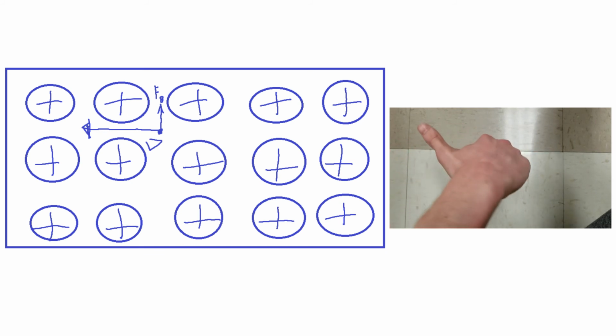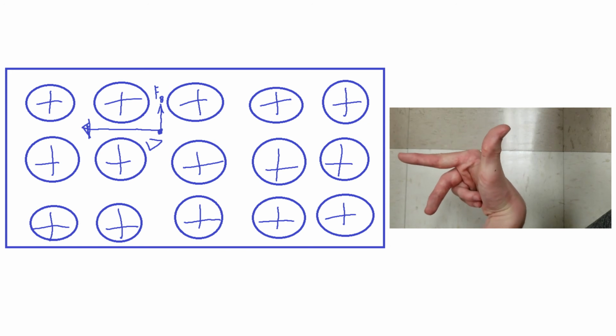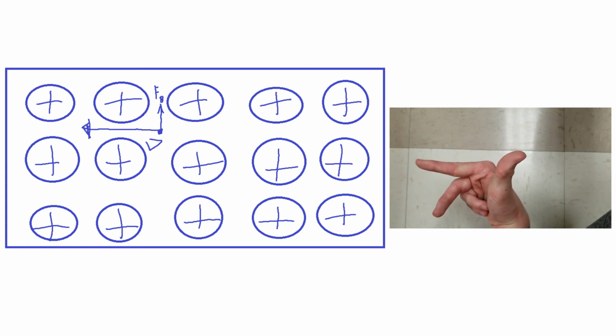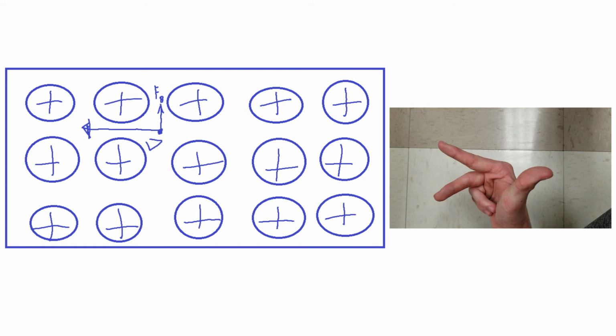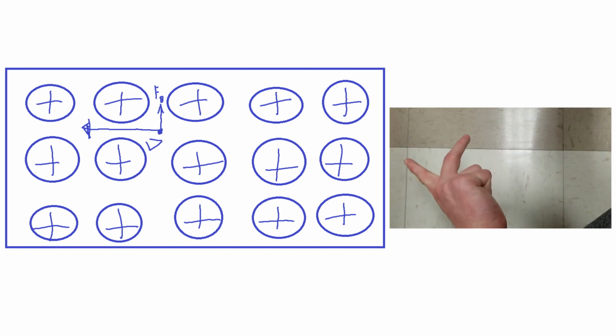Similarly, if the velocity was in the opposite direction, it would be like this, which is the same as it was initially. And then if the field is going out, but the velocity is going to the right, the force is now pointing down.